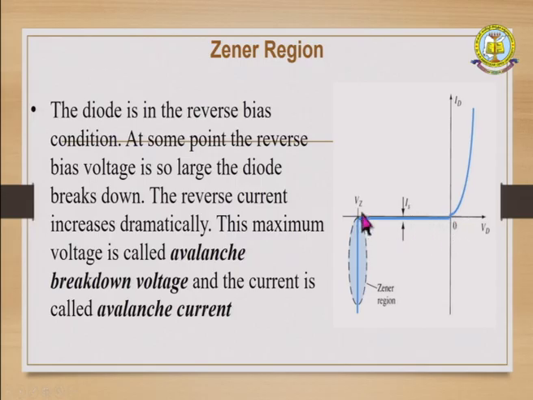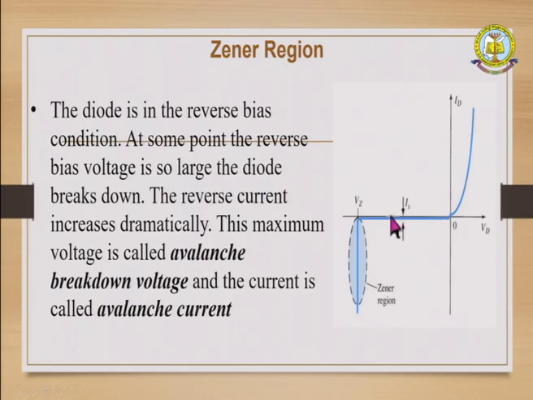This point is the breakdown voltage. So you reach this one. The diode is in the reverse bias condition. At some point the reverse bias voltage becomes large and the diode breaks down. So at the same time, this is the breakdown. Where is the breakdown point? This point is the breakdown. This is the maximum voltage, the maximum voltage at which it is going to break down. That value is the avalanche breakdown voltage.